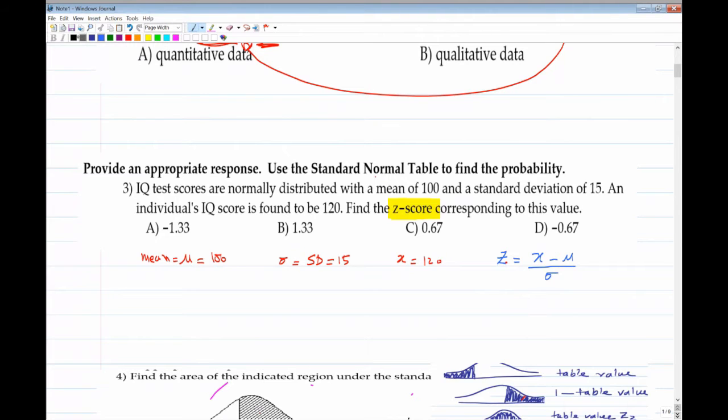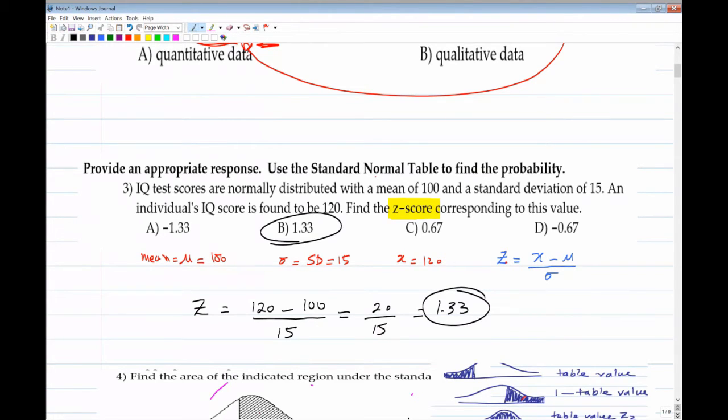Now we need to fill the formula in. Z is equal to X, which is 120, minus the mean, which is 100, divided by the standard deviation, which is 15. That will be equal to 20 divided by 15, which is 1.33. Usually the z-value will have 2 decimal places, therefore the answer is 1.33.